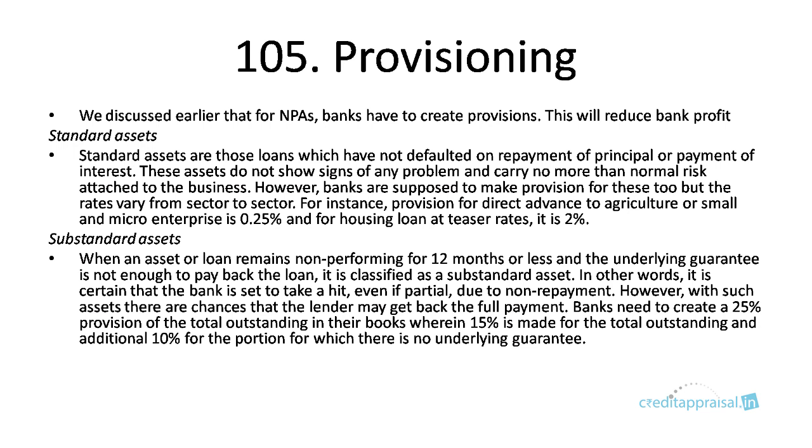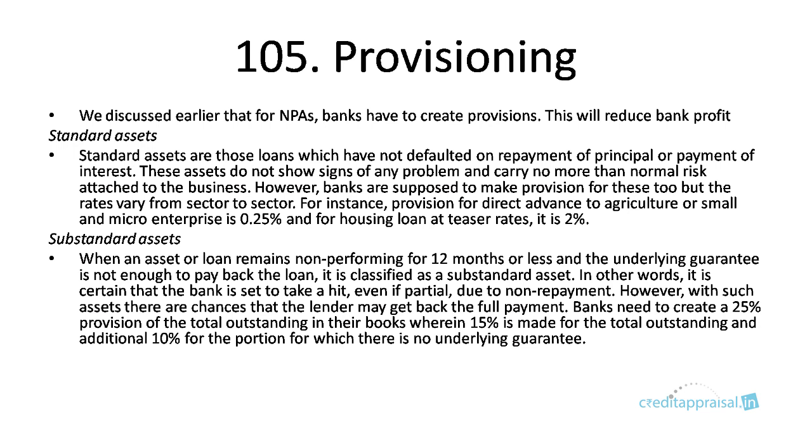First of all, standard assets. Standard assets are those loans which are not defaulted and the repayment is going on fine. They are also not showing any signs of problem. So these are good accounts. But even for them, banks are supposed to make some provision. The rates will vary from sector to sector. Usually it's a small percent. For agriculture and MSME, it will be 0.25%. For housing loans, it will be 2%. So there will be some nominal provision to be maintained.